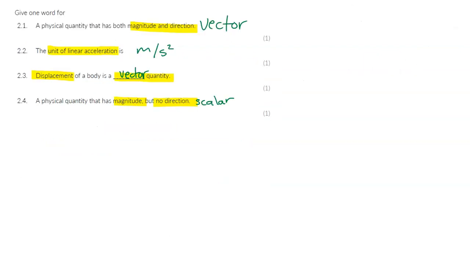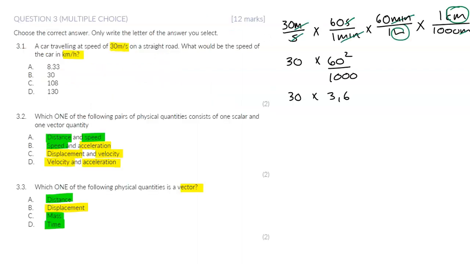Give one word for, we already did them. So a physical quantity that has both magnitude and direction is a vector. The unit of linear acceleration is meter per second squared. Displacement is a vector, so it has magnitude and direction. And a physical quantity that has magnitude but no direction is the opposite, it's a scalar.